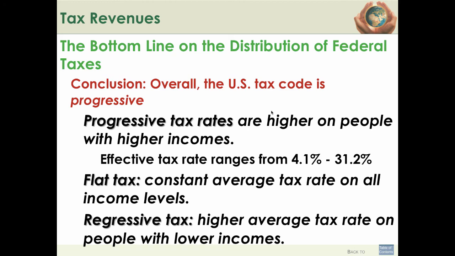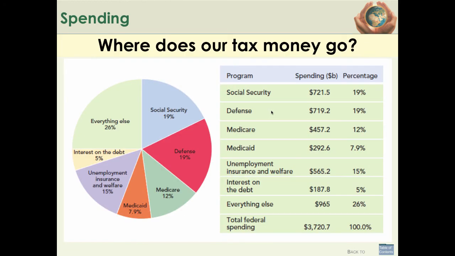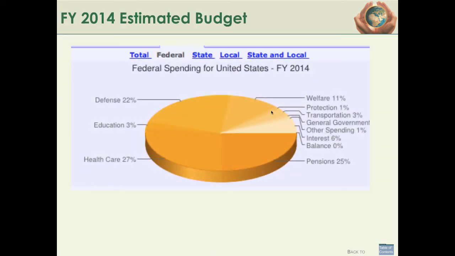One more question to ask is, where does our tax money go? So here is a look at, in general, where a lot of our federal budget is spent. You can pause here to take a look at this. And here's fiscal year 2014, a snapshot that I just pulled off the internet, and you can see the big chunks here are defense, healthcare, pensions, that includes Social Security. Those are by far the largest chunks.